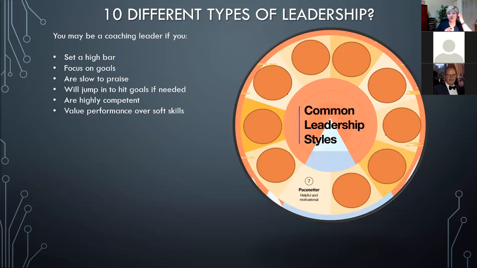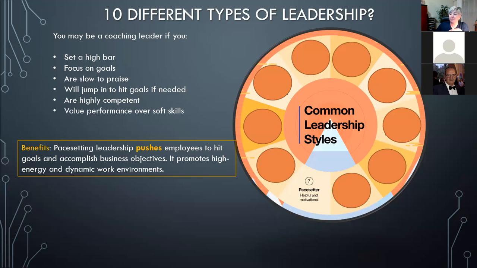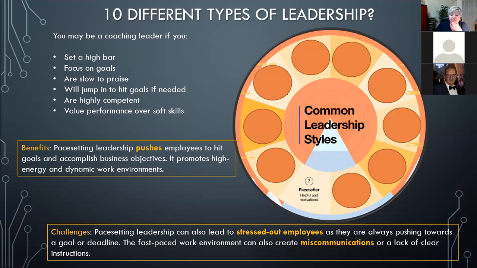Your pace setter is one of the most effective styles in achieving results because they're primarily focused on performance and because they set high standards as well. And their team do start to actually get them. So the benefits of the pace setting leadership style: it pushes employees to hit goals and accomplish business objectives. It promotes high energy and dynamic work environments. I think some of our academy team run on this pace set as well, which is actually quite interesting. I never thought about it that way.